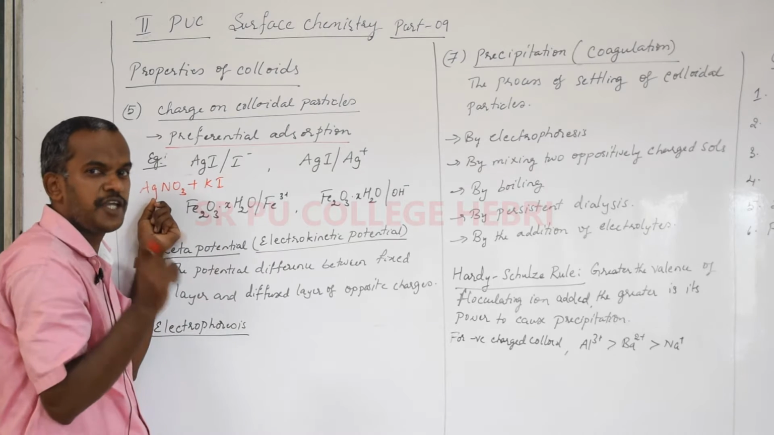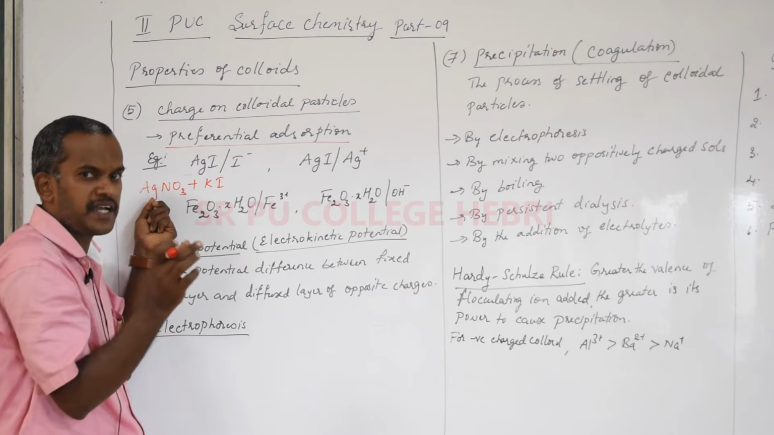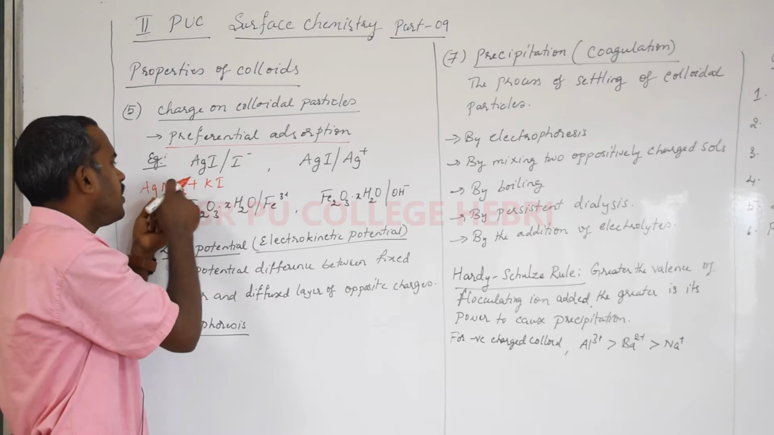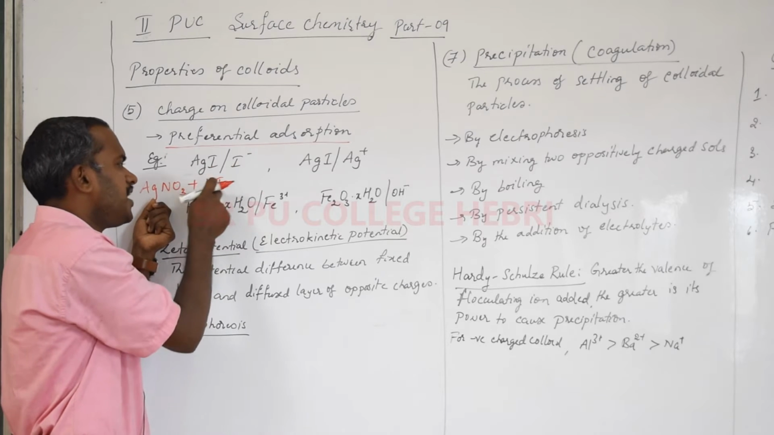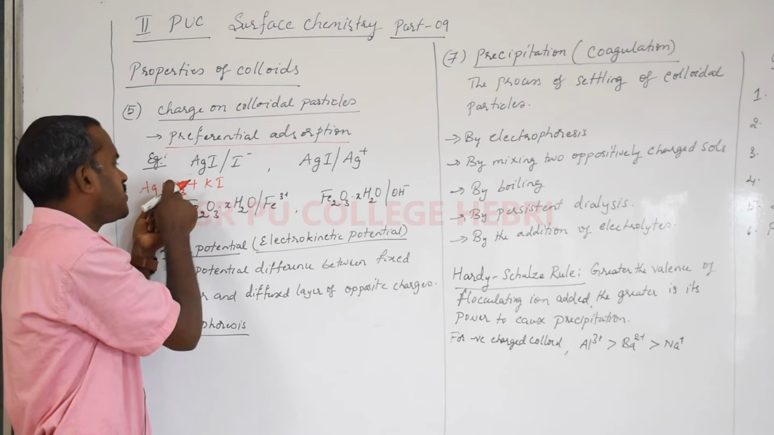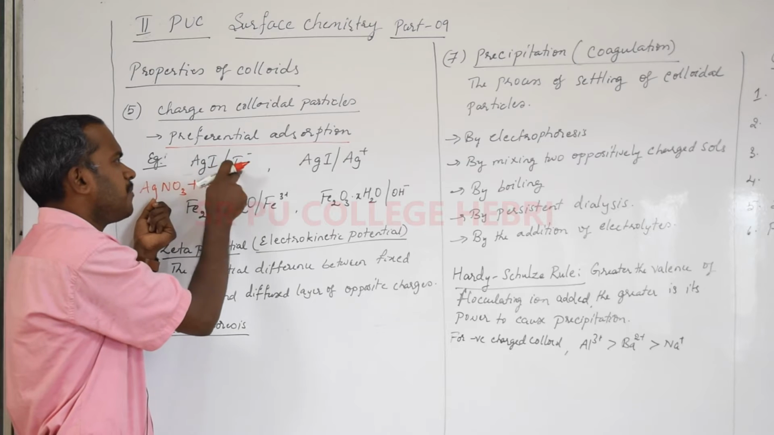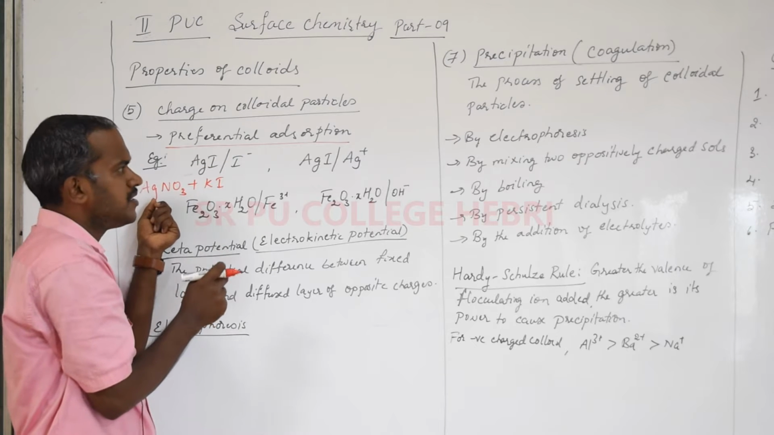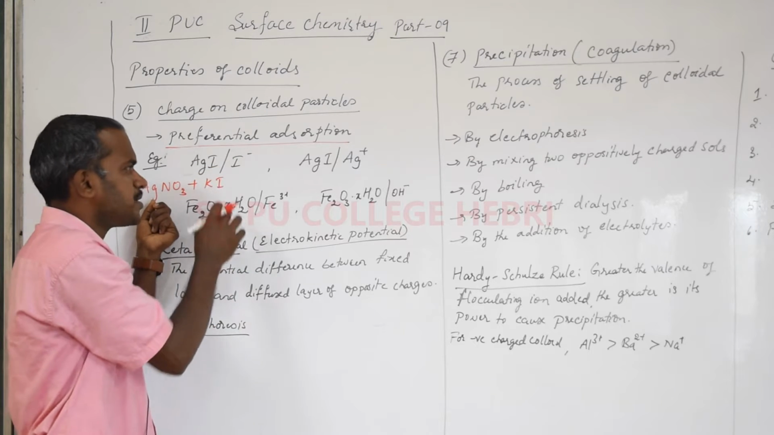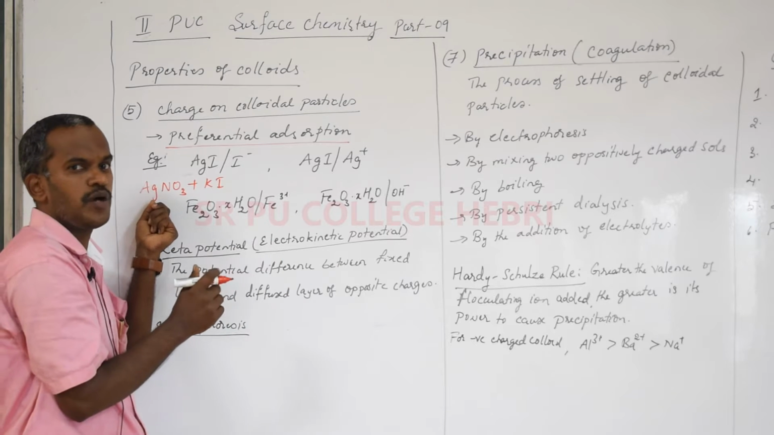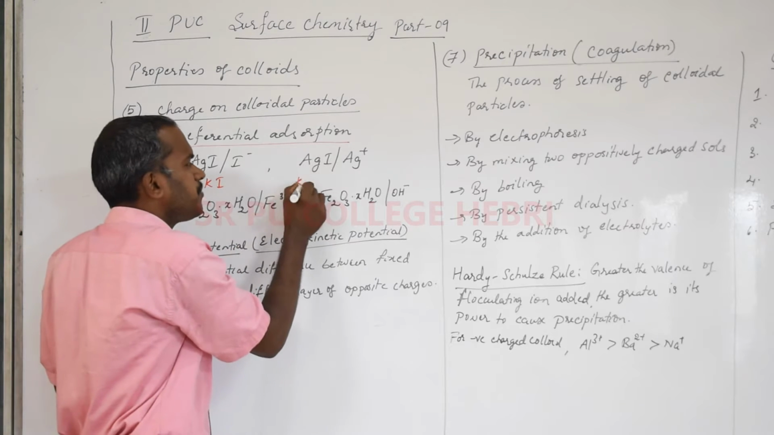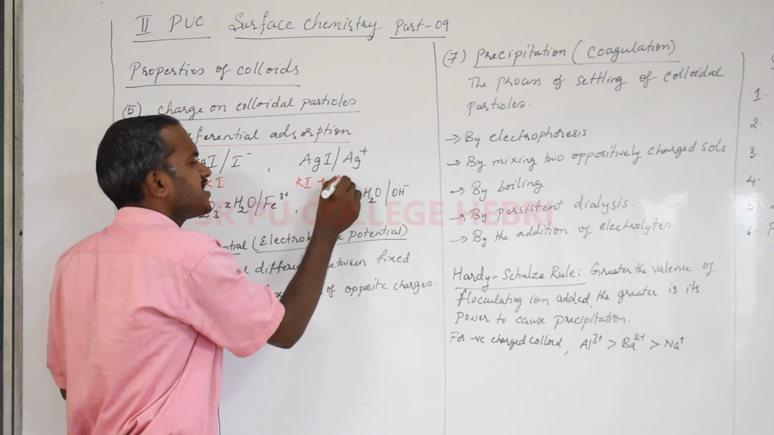So which ion accumulates around the particles will decide the charge. When I take silver nitrate and add potassium iodide to that, the iodide ions of KI deposit around the silver iodide particles, so that it becomes negatively charged. The same silver nitrate solution can be converted into a positively charged colloid also. How? Suppose I take potassium iodide, and to that I add a silver nitrate solution.